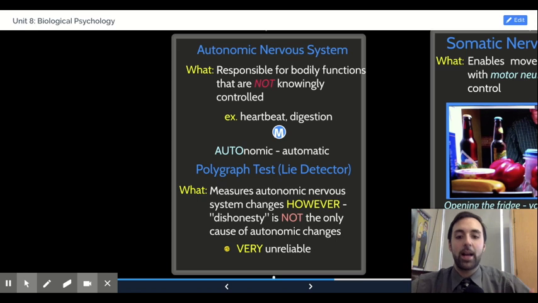Yes, technically, if you're lying, there are some behind-the-scenes changes that might occur. The problem is those changes are not exclusive to dishonesty and lying. They could also be autonomic changes that would occur when you're excited or maybe even just nervous. So unfortunately, we don't have a definitive way to determine if somebody is lying. But if you're curious, polygraph tests are directly connected to the autonomic nervous system.